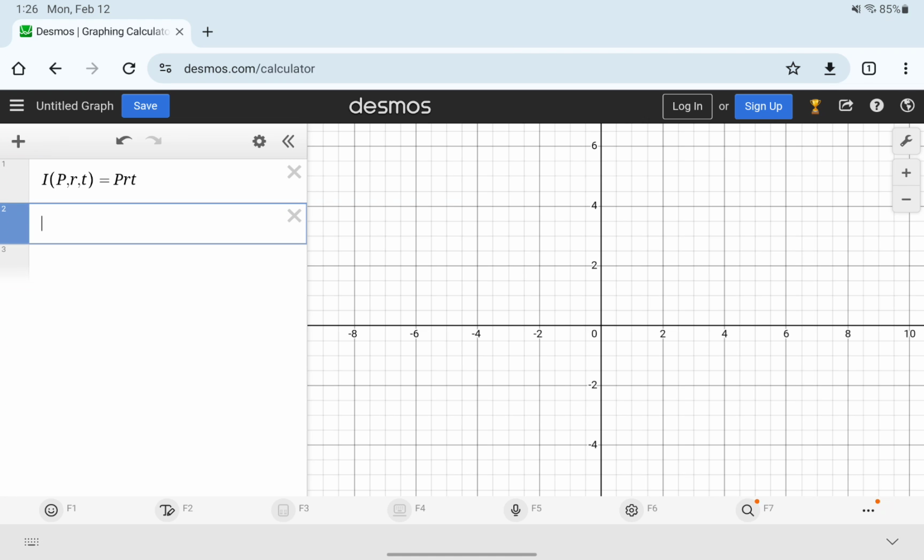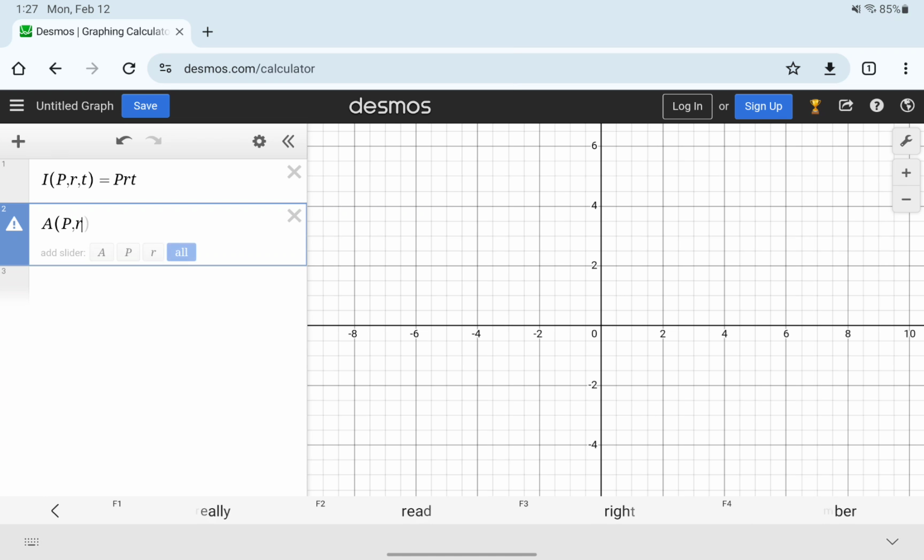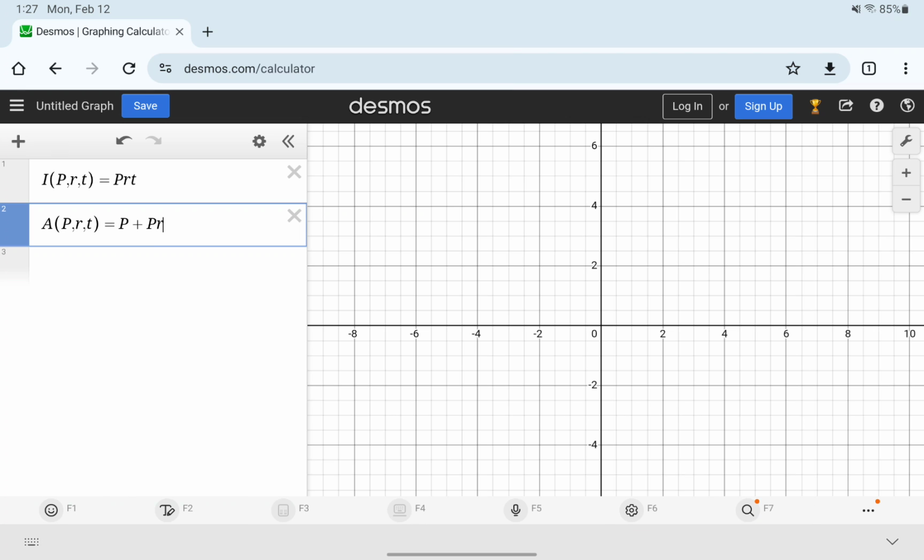And then we have our payoff amount formula. We can't use capital P to name the function because P is a variable in the function. So I'm going to call this A. And this function has exactly the same three variables in it: the principal, the interest rate, and the time in years. All that changes is we're taking that interest and adding it to the original principal amount.